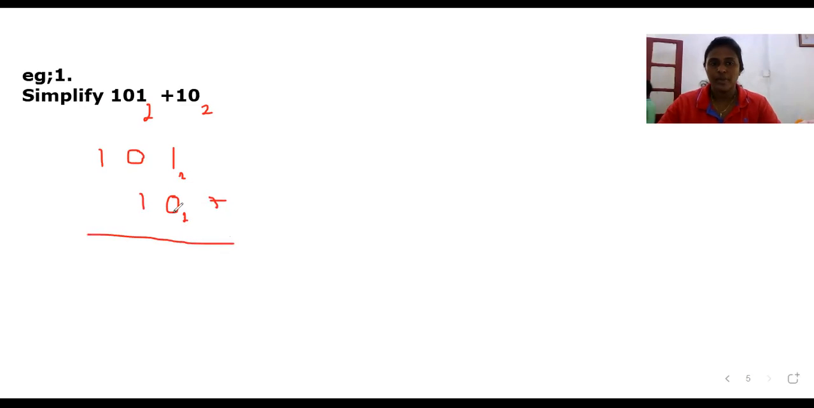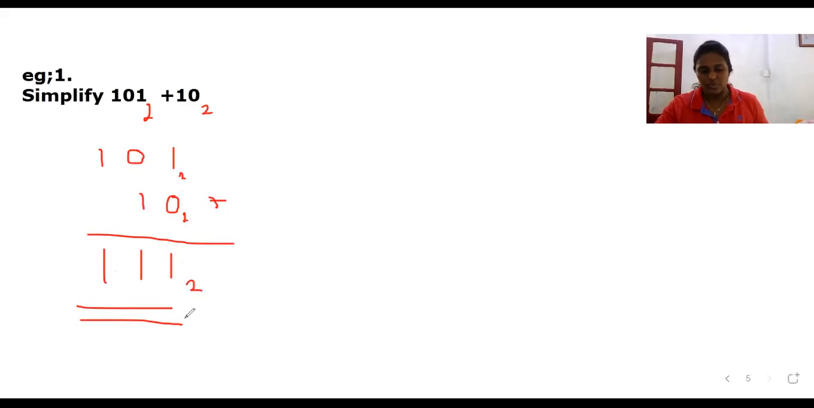Then how to add? 1 plus 0, 1. 0 plus 1, 1. And this one we just write. So here the answer is 111, base 2. This is how we are doing this. Right. Now let's move to another example.